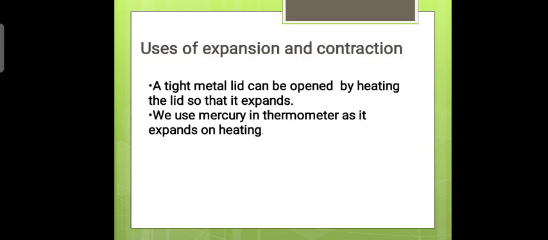Now what are the uses of expansion and contraction? A tight metal lid can be opened by heating the lid so that it expands. We use mercury in a thermometer as it expands on heating. So these are a few usefulnesses of expansion and contraction.